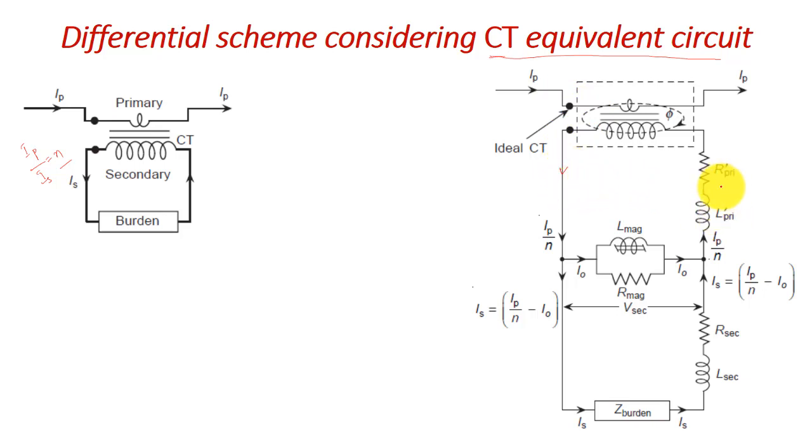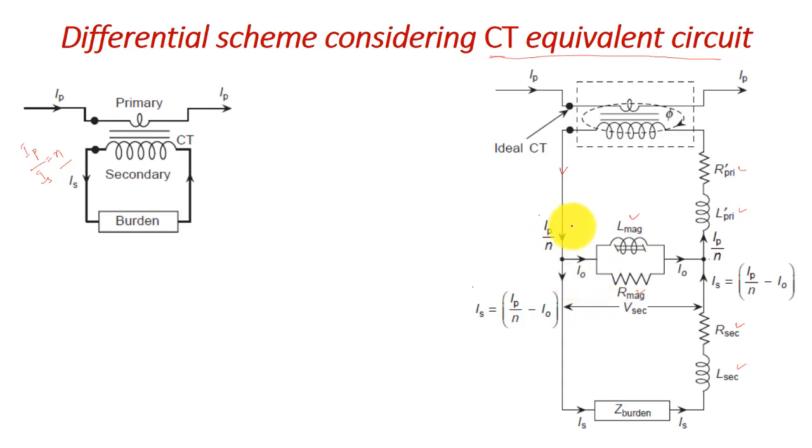Now we can see, if we consider the equivalent circuit parameters, this is the primary side parameters referred to the secondary side, that is I primary dash, L primary dash, and similarly R secondary and L secondary. They are the resistance of the secondary side winding and the leakage inductance of the secondary side winding. Similarly, your L mag and R mag, they are the magnetizing resistance and magnetizing inductance of the CT, right?